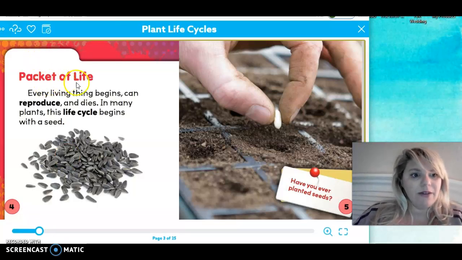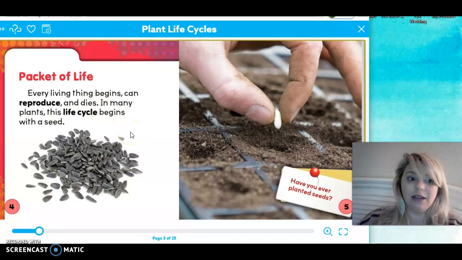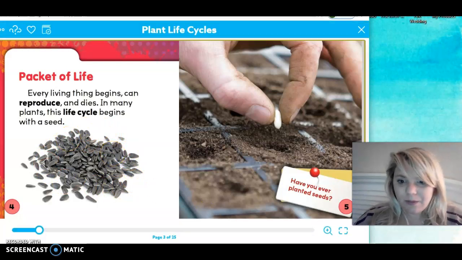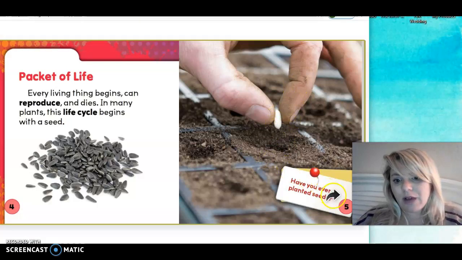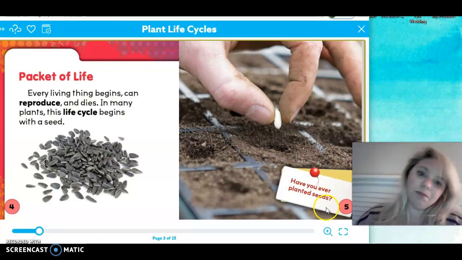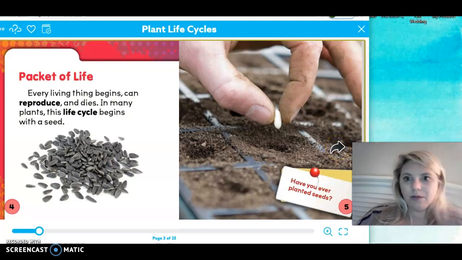Okay, Packet of Life. Every living thing begins, can reproduce, and dies. In many plants, this life cycle begins with a seed. Here we have a whole bunch of seeds. These look like sunflower seeds. I love sunflower seeds. Here we see someone putting a seed into the dirt. It says, have you ever planted seeds? Have you guys ever planted seeds? You can comment on the assignment if you would like.